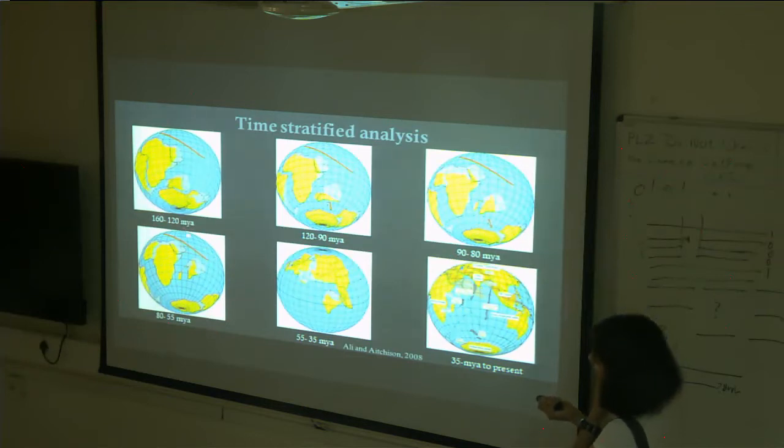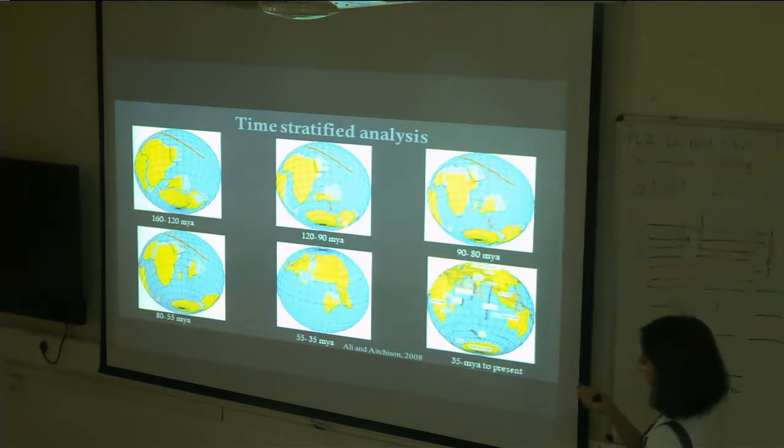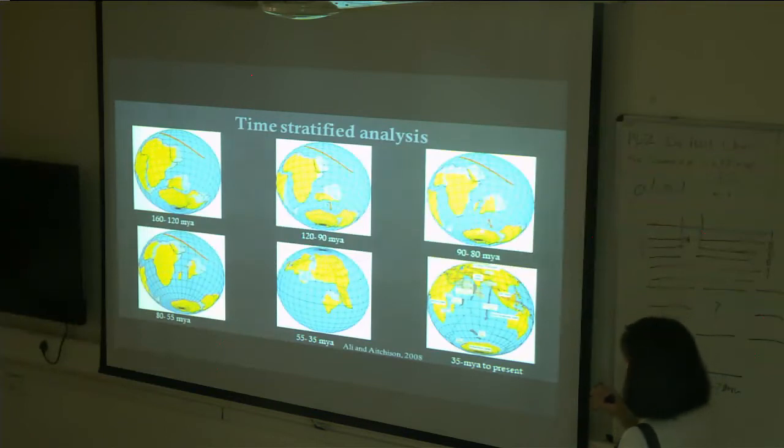So 160 to 120 million years was when India was part of West Gondwana and it was very close to Africa. 120 to 90 million years was when India and Madagascar broke away from Australia and Antarctica. 90 to 80 was when India was separating from Madagascar.